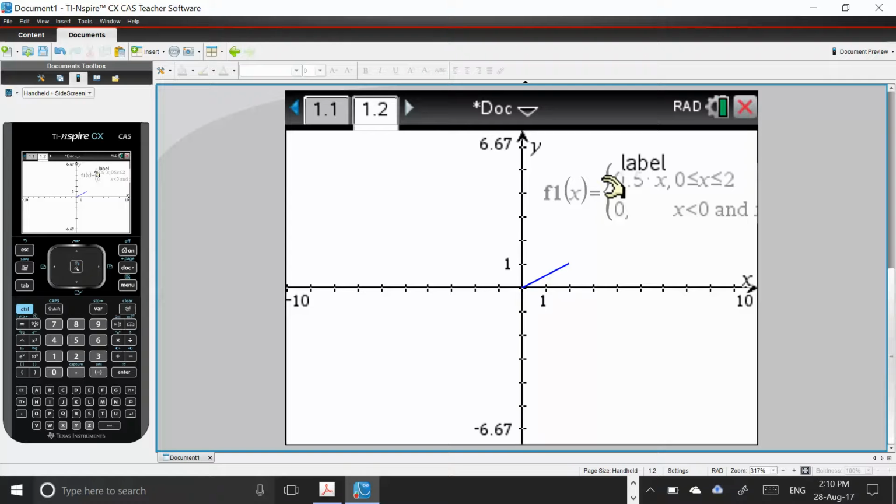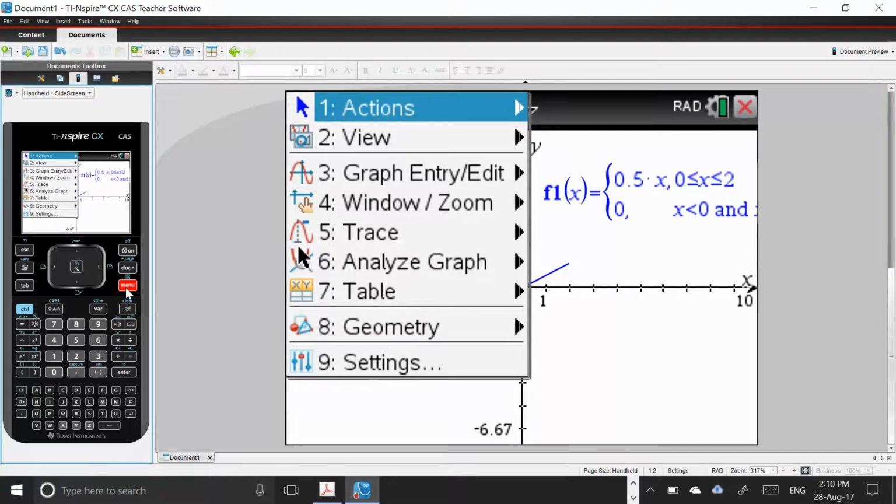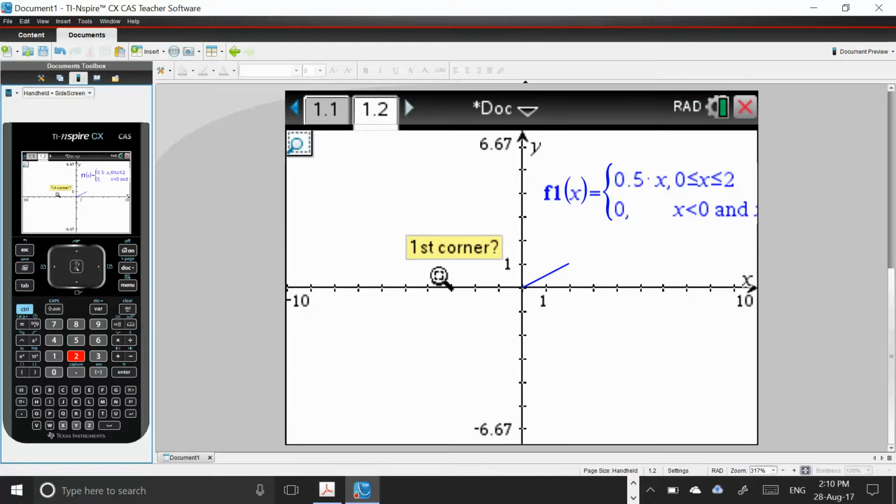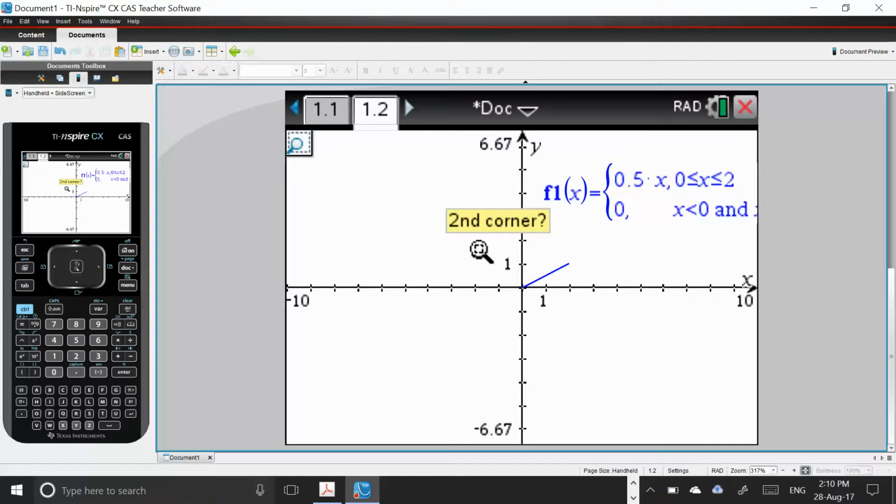The other thing I noticed from your SACs: if you didn't know how to zoom, you could do a couple of things. Menu, 4, which is your window and zoom. There are 2 ways here. I like to use the first one because I can adjust it myself. But if you can't adjust it yourself and you don't know how to close in the domain and the range, you can use the zoom box. Zoom box is nice because you can select where you want it to be. So let's say I select one corner here, and I select the second corner.